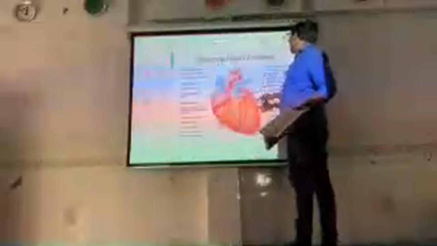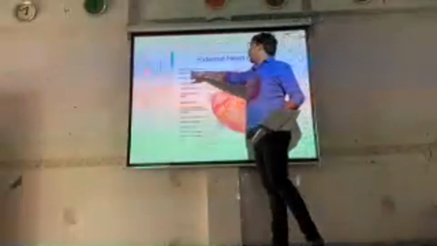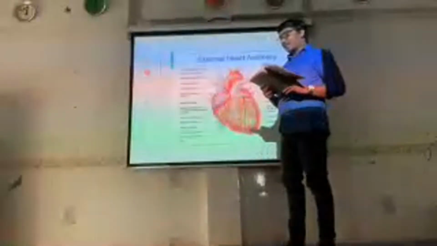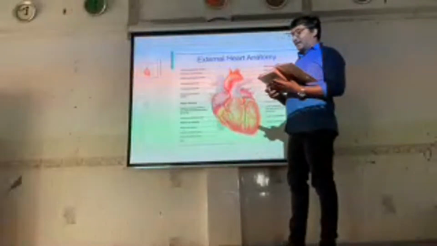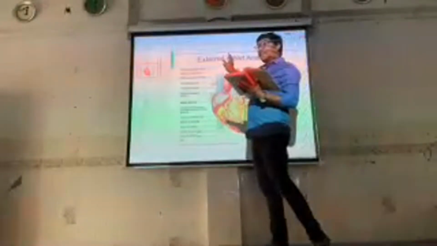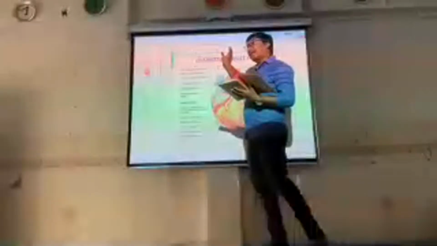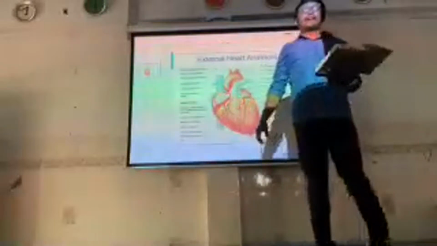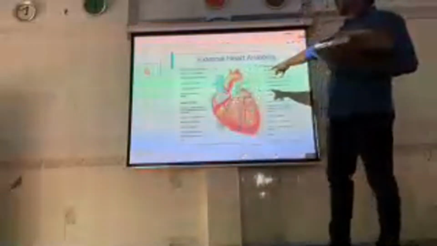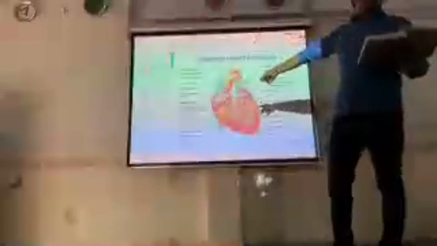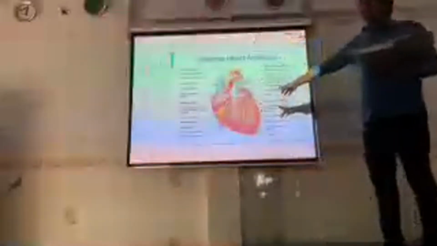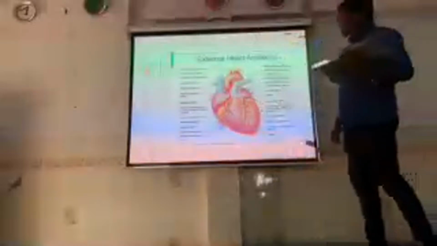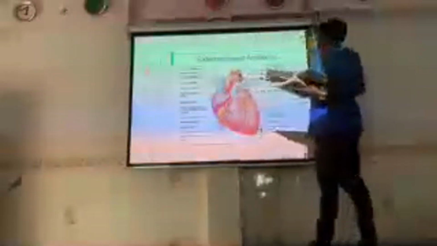Now from the arch of aorta, we have three types of pipelines. The first one is the brachiocephalic artery. The brachiocephalic artery is divided into the right subclavian artery and the right common carotid artery. This diagram is not showing you properly. Tomorrow when I'm coming to class, I'll bring the diagram and I'll show you. Now, the second structure is the left common carotid artery.